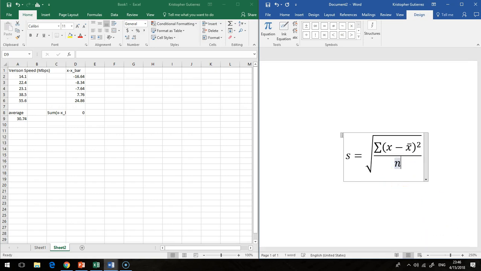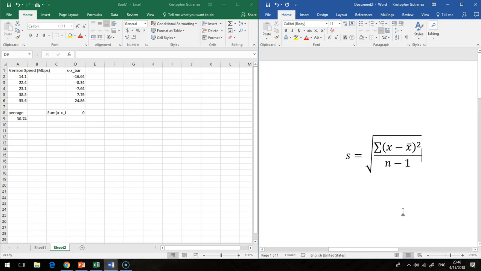But instead of n, we do n minus 1. And that's another question that we might have. The reasons for the n minus 1 are much less intuitive, and for now, I'm going to say it's a little bit beyond the level of this class. If you want to look it up, it is an interesting problem, but I don't want to spend too much time on that.